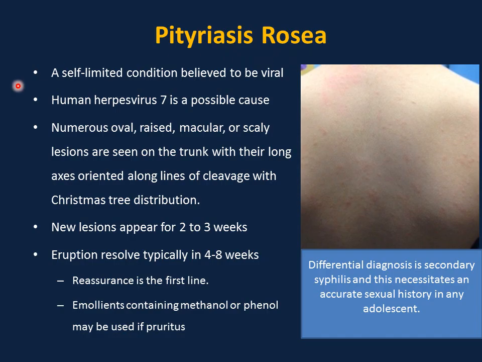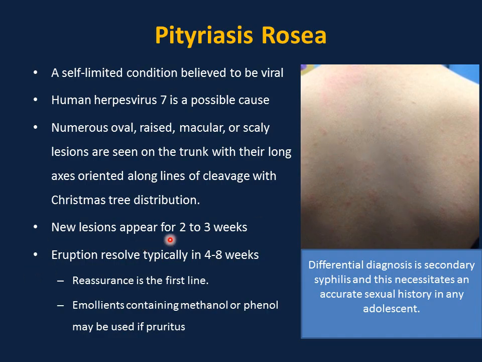Pityriasis rosea is a benign self-limited condition believed to be viral. Human herpesvirus 7 is a possible cause, but the exact cause of pityriasis rosea is not known. It presents with oval, round, macular raised scaly lesions, with the long axis along the cleavage lines on the back, giving you the distribution of a Christmas tree.